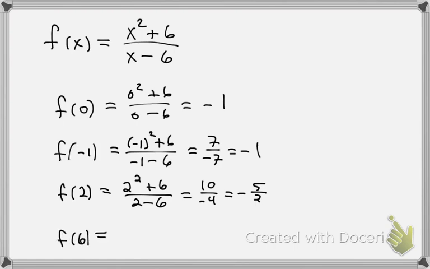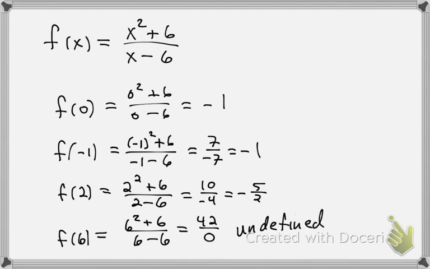Can I do f of 6? No. 6 squared plus 6 over 6 minus 6. That would be 42 over 0. But 42 over 0 is undefined, right? No division by 0. Division by 0 is undefined. What if I had 0 over 42? That's 0, right? But 42 over 0 is undefined.